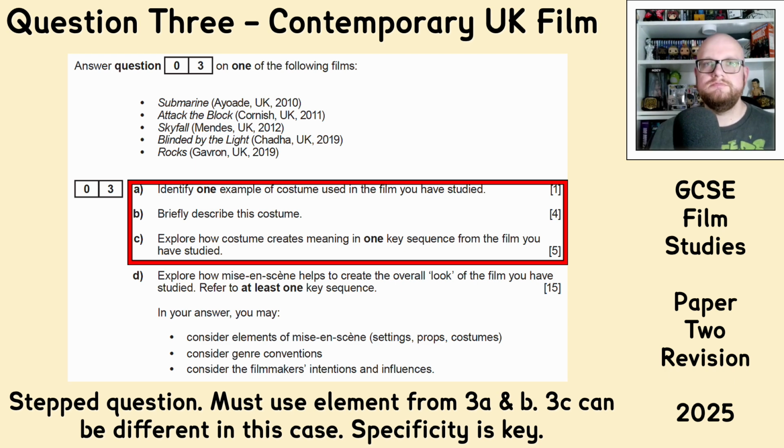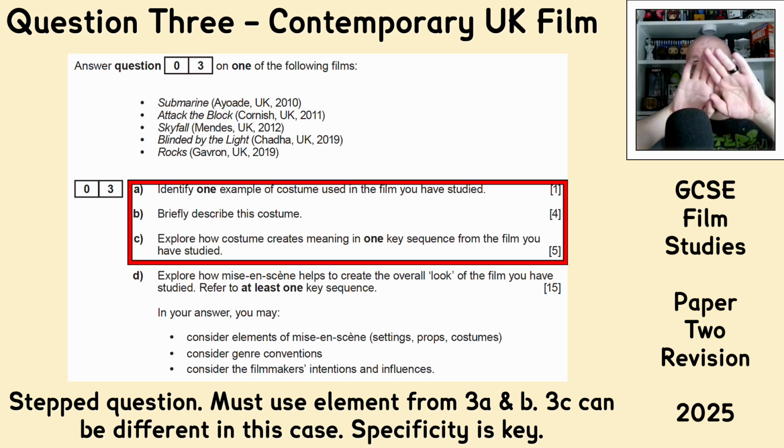Now, slow down, have a breather. 3C, explore how costume creates meaning in one key sequence. It doesn't say explore how this costume. And this is something that trips people up all the time. So 3A, identify one example, suits. 3B, describe this costume. Suits in the film are featured, and so on. C, explore how costume, generally, the concept of costume, creates meaning in one key sequence from the film that you have studied.